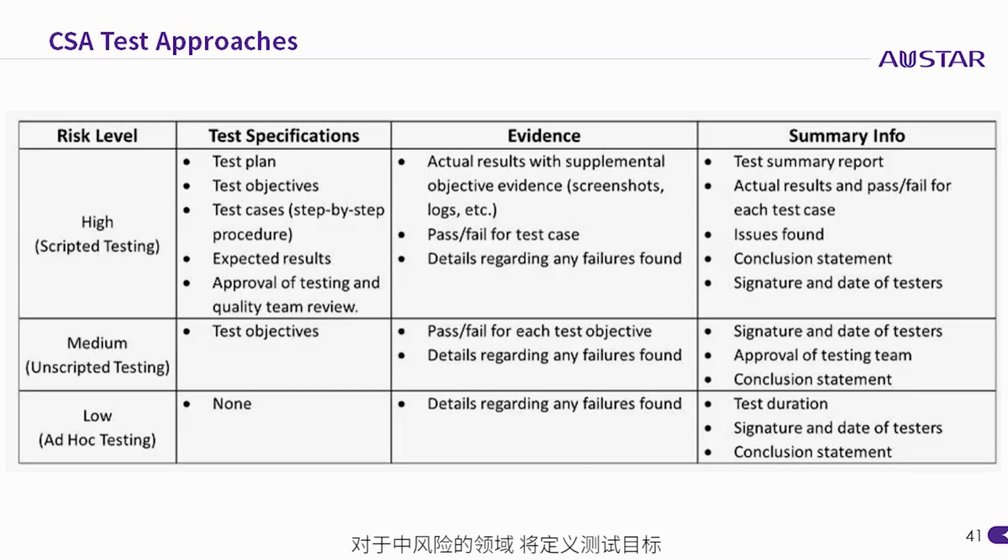For areas of medium risk, test objectives would be defined and the pass or fail of each test objective would be recorded. But the test would not be scripted. There would be no documented predefined expected results, but subject matter experts would verify that these functions would work as needed. For low-risk functions, unscripted ad hoc testing is performed and not recorded in any detail. However, the testing approaches and conclusion statements are created to document the approach and the outcome.